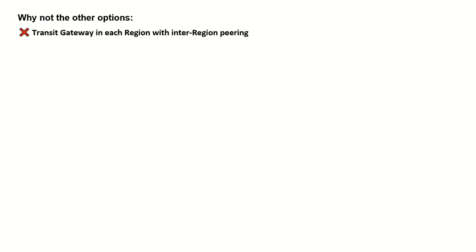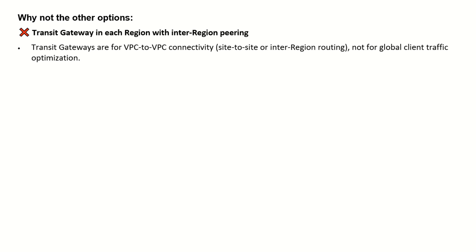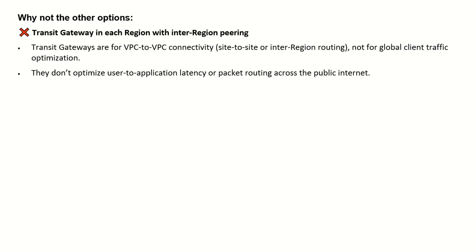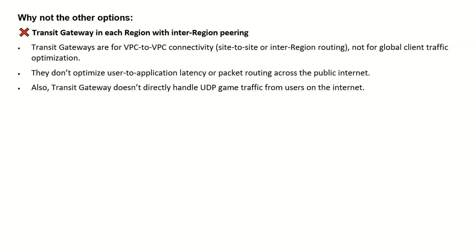Transit gateway in each region with inter-region peering. See, transit gateways are for VPC to VPC connectivity, not for global client traffic optimization. They are not optimized for user to application latency or packet routing across the public internet. Also, transit gateway doesn't directly handle UDP game traffic from users on the internet.